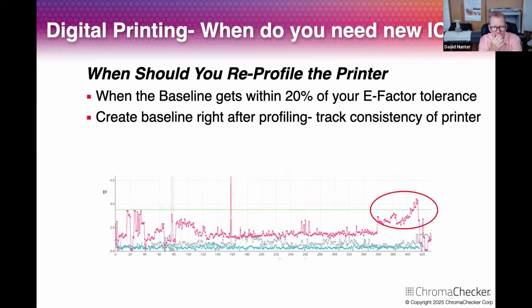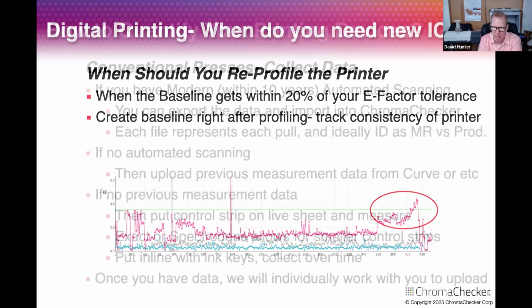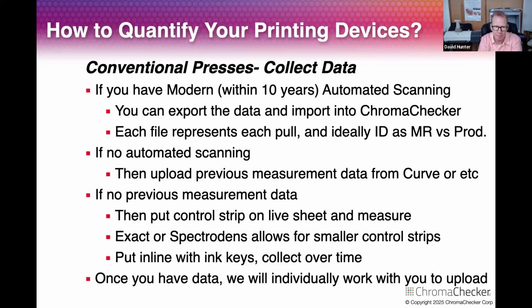Here's another digital printer. This one was set for 3.5 E factor, and it was going pretty well. You have occasional bumps where you see that red line pop up. It's because something broke on the printer and it went from printing a 3 E factor to a 12, and the operator found it right away, fixed it, and got it right back down to normal. But then you see this ski jump off the right side, it starts drifting. I'm not even showing the amber line here, and it would be above the red line, but you can see when the baseline starts drifting, it's time to update the profile or the curve.